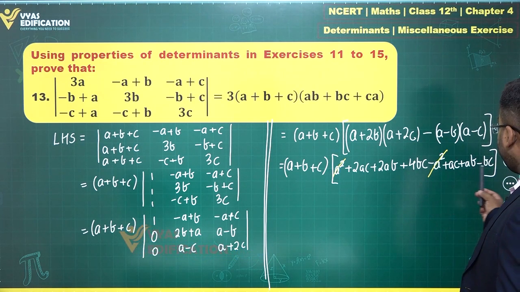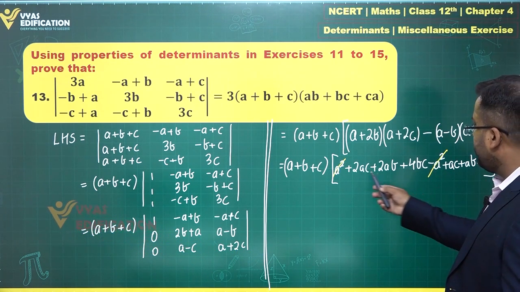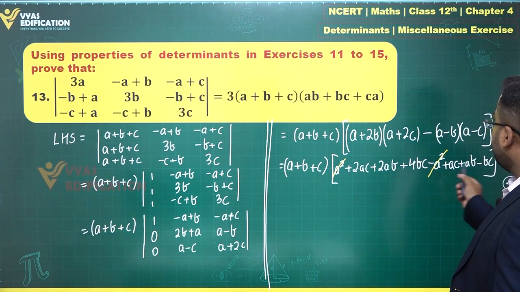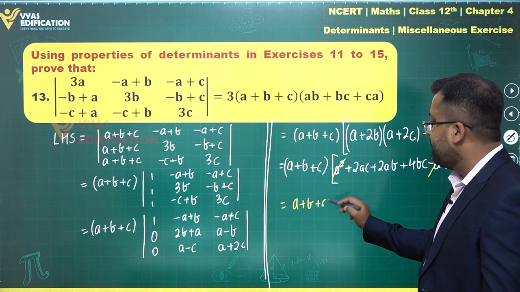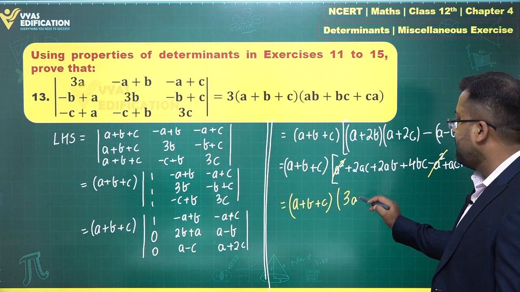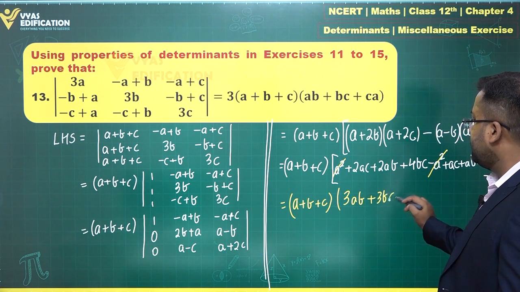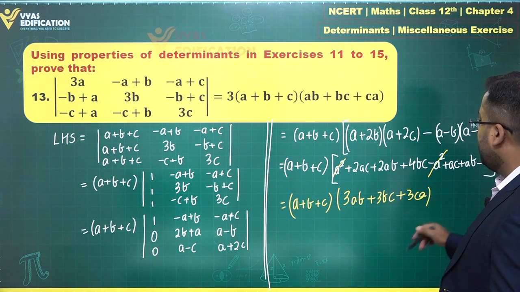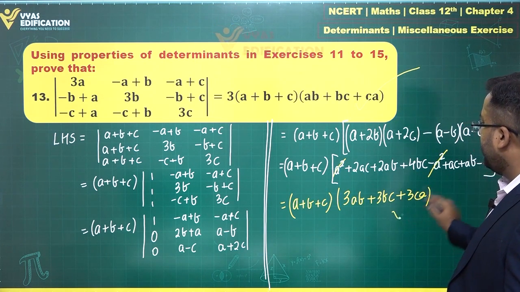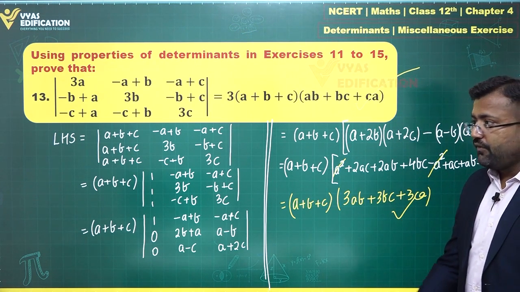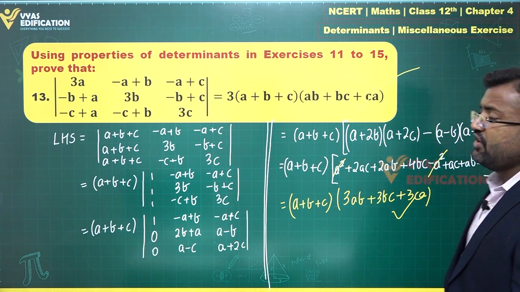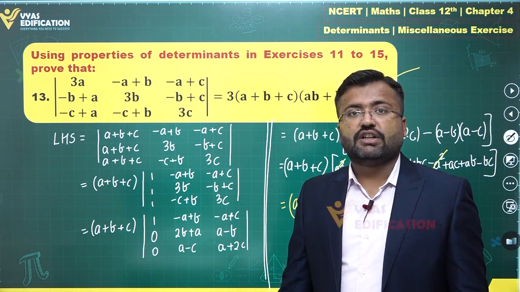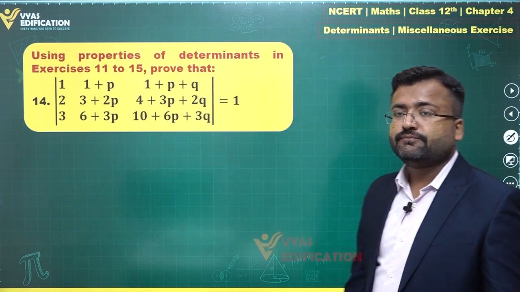So 4BC minus BC will be 3BC. AC plus 2AC will be 3AC. 2AB plus AB will be 3AB. So this becomes, yes, A plus B plus C times 3AB plus 3BC plus 3CA, and you can take out a factor of 3 common and you get this. That's a complete proof of this question, as you can clearly see behind me. Is that all? Yes, that's all that you have over here in this question. Let's move on to the next one after this.